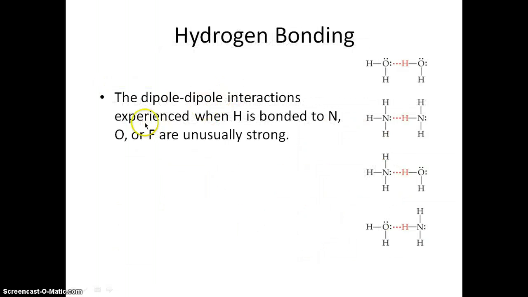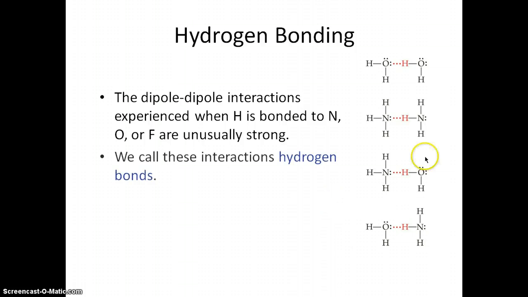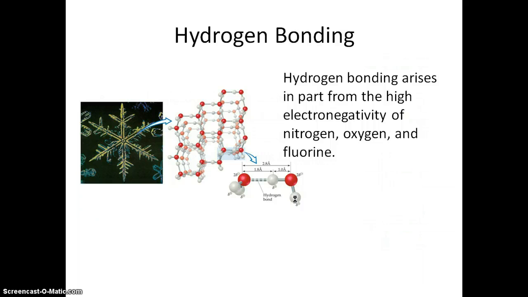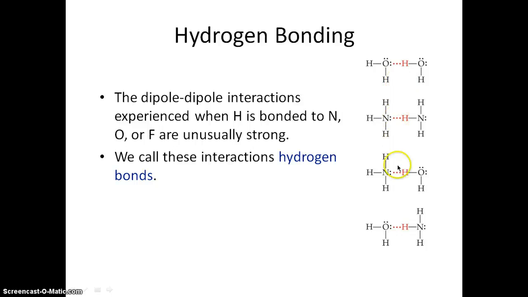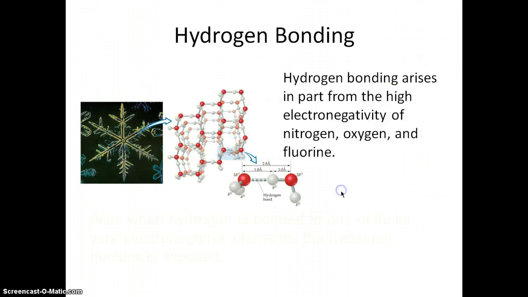The dipole-dipole interactions experienced when hydrogen is bonded to nitrogen, oxygen, or fluorine are unusually strong. So as far as intermolecular forces are concerned, hydrogen bonding is actually pretty strong. And all of these that you see right here on the right are examples of hydrogen bonds. Again, it's dipole-dipole, but it's a very specific type of dipole-dipole. Again, they're called hydrogen bonds. Hydrogen bonding arises because of nitrogen, oxygen, fluorine, NOF. We want to remember NOF here. Those are the elements that play a role in hydrogen bonding, as we've seen from our examples.